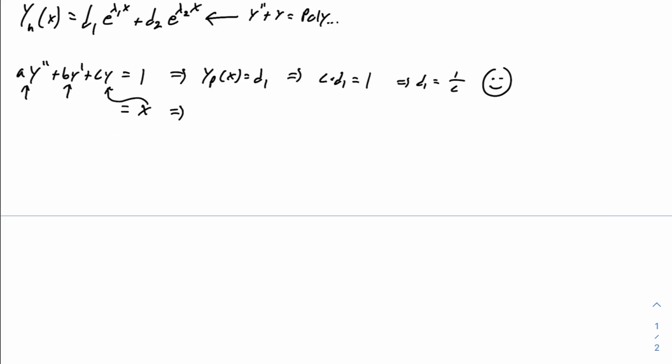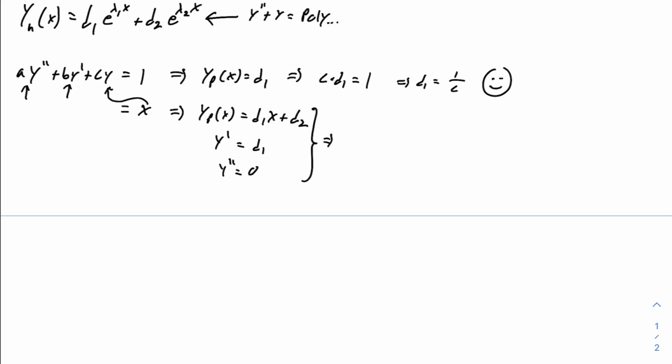So we guess that our y particular is just the most general polynomial of order 1, which would be d1 times x plus d2. Okay? So we plug this in. So that means that y prime would equal d1, y double prime is equal to 0.